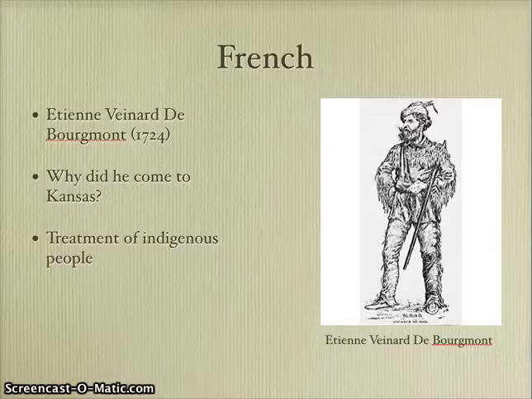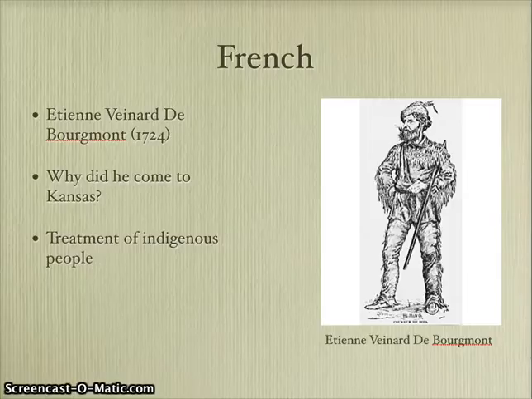And so there's this famous French explorer. I don't even know where to begin on how to say his first name, but his last name is Bourgmont. Bourgmont arrives in Kansas in 1724, in the northeastern part of Kansas, I would say like the Atchison, Leavenworth area, and he meets the Kaw. And the question becomes, why did he come to Kansas?